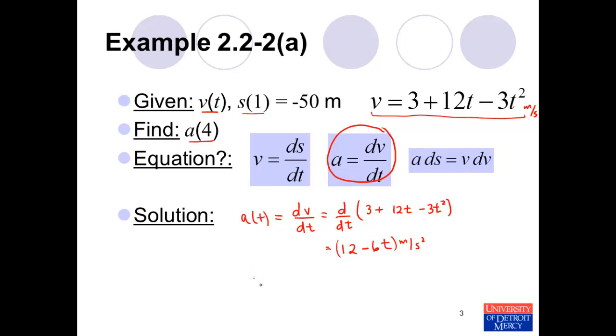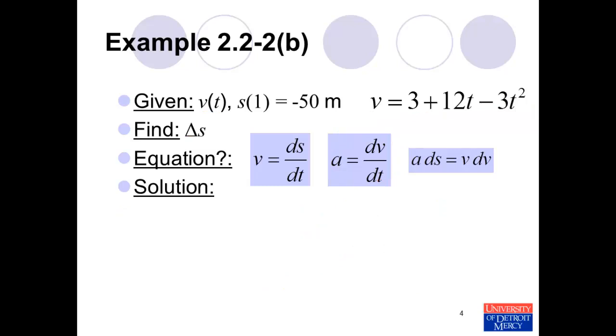We specifically want to know the acceleration at time equals 4 seconds. So all we do is simply substitute 4 in for time. So 12 minus 6 times 4, 12 minus 24 is negative 12 meters per second squared. So that is the acceleration at time equals 4 seconds. That was the first thing that was asked for in the problem.